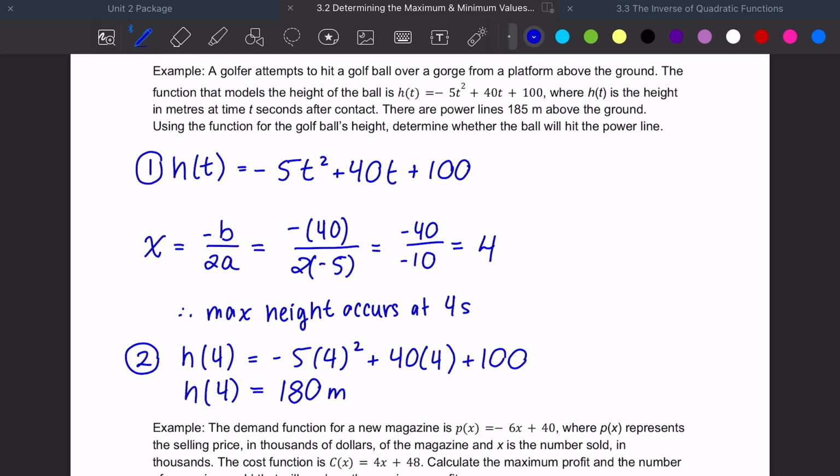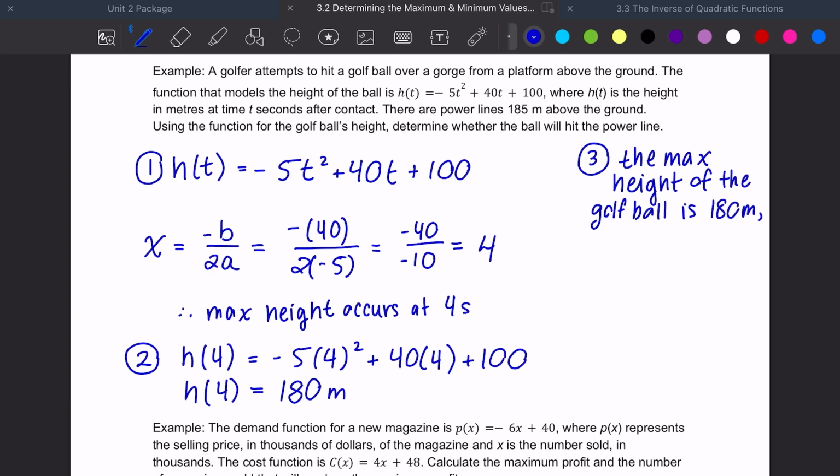So we know the maximum height is 180. Is it going to hit the power lines? No, it's going to be right under the power line. So we'll say the max height of the golf ball is 180 meters. So it will not hit the power lines. I could have also completed the square if I loved completing the square. I could have also put this in factored form and then found the AOS. I still would have got the same answer.